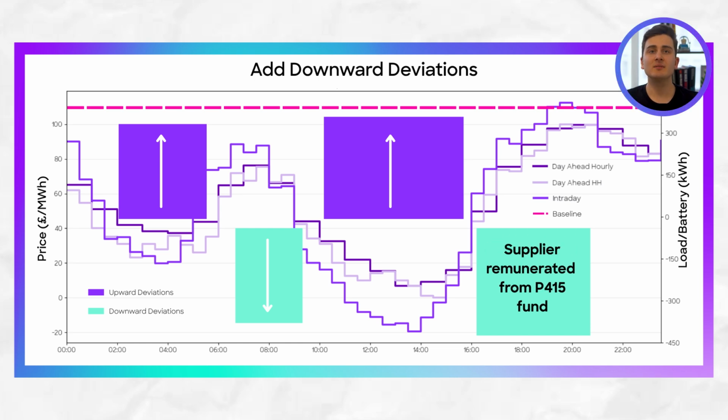Suppliers are then remunerated by a socialised fund for deviations downward and energy that they would have hedged on the wholesale market which is no longer consumed due to our battery. For upward deviation volumes, the supplier pays into the socialised fund for revenue they otherwise would not have received without P415 activity. This methodology therefore ensures that value captured under P415 for the VTP and customer arises from wholesale market arbitrage, aligning with the intended purpose of the code modification.